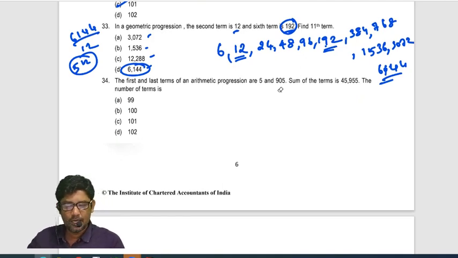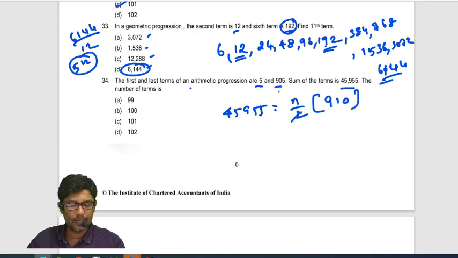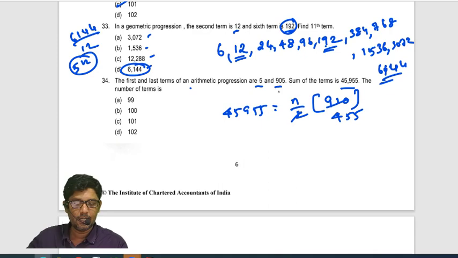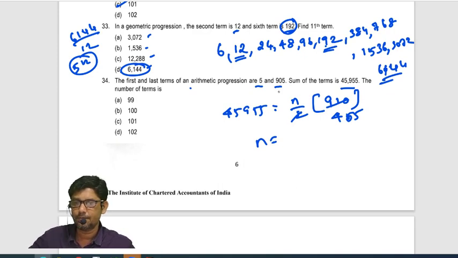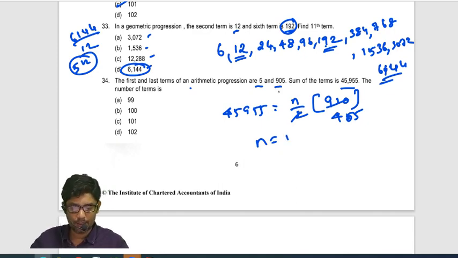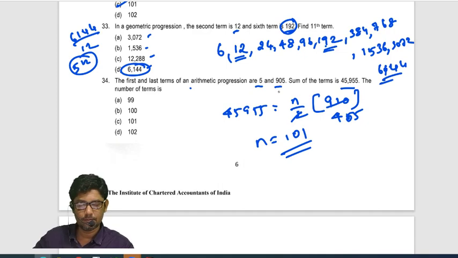Now, the first and the last terms of an arithmetic progression are 5 and 905. The sum of the terms is 45955. The number of terms, look at this, my dear. 45955 is equal to n by 2 into first term plus last term, which is 910. Which is 455? N equals 45955 divided by 405. What are you getting? 101. Are you sure? Yeah, correct.